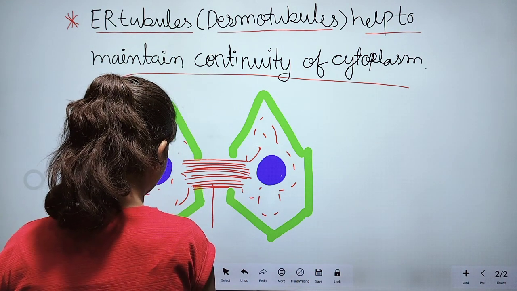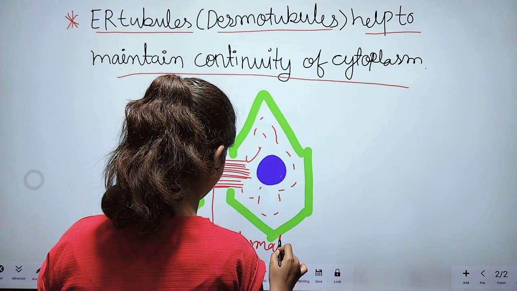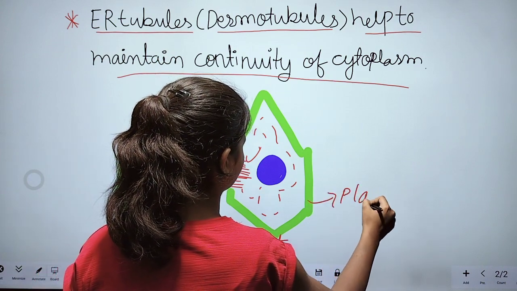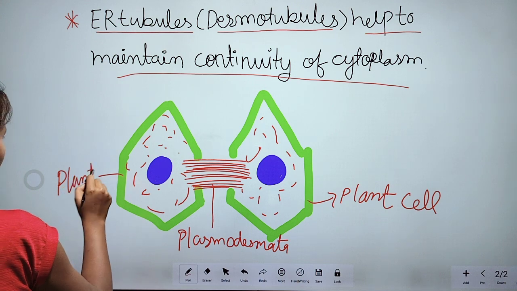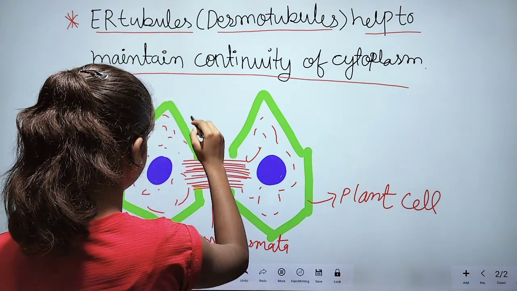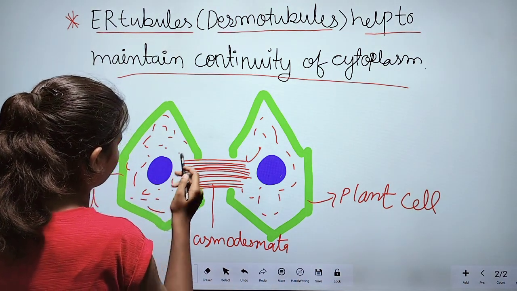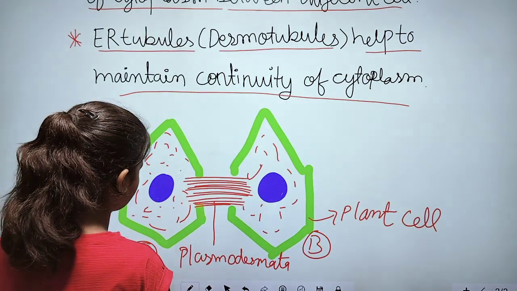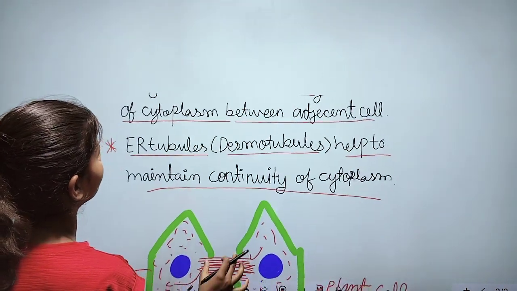Okay, so this one is again plasmodesmata, and this one is a plant cell, and this one is also a plant cell. Okay, and this one is plasmodesmata. That plasmodesmata help to maintain the continuity of cytoplasm. Okay, so suppose this one is A cell, and this one is B cell. So plasmodesmata help to transfer material from one cell to another cell. Okay, so I hope you understand this point also.